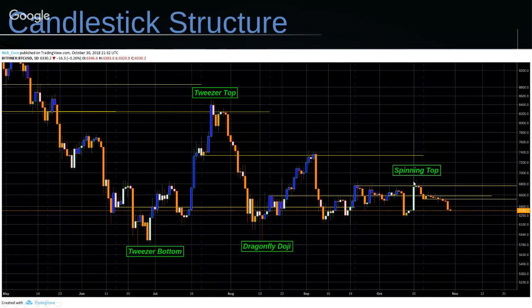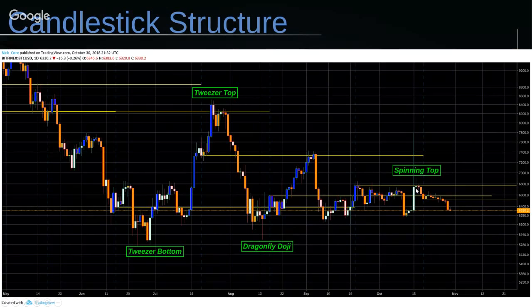And how you identify a spinning top is you have a long wick on the top and on the bottom, and then a very small body indicating indecisiveness. Now, the trend was bullish beforehand, and so the indecisiveness typically means that the trend is reversing and that the bears are taking over, as can be seen there.